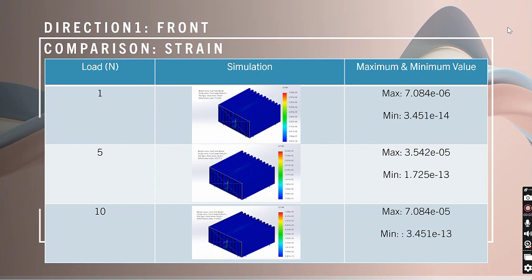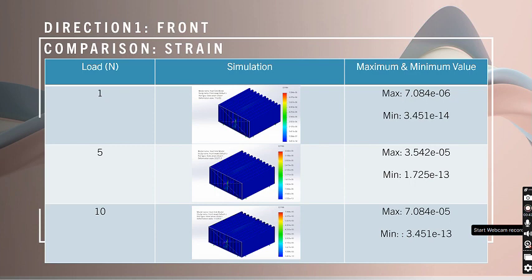So for the strain, it's still the same. We have three loads, which is the 1 Newton, 5 Newton, and 10 Newton. We can realize that when the load increases to 10 Newton, the maximum value of the strain is actually decreasing. Means that the magnitude of the value becomes smaller. It's only recorded at 7.084 times 10 to the power of negative 5, while the minimum value is recorded at 3.451 times 10 to the power of negative 13.